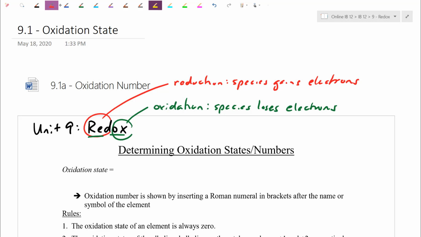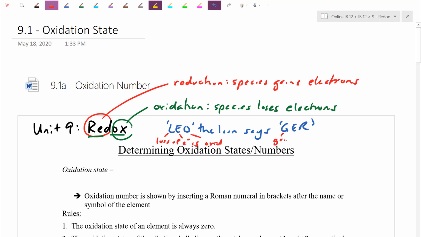Throughout this chapter, we have a lot of corny acronyms, just so that you can remember this better. One that people always remember is if you say to yourself, Leo the lion says grrr, and then you shorthand that to GER. Basically, the L, loss of electrons, is oxidation, while with the grrr, gain of electrons is reduction. We're going to qualify these terms a little bit more in this lesson.